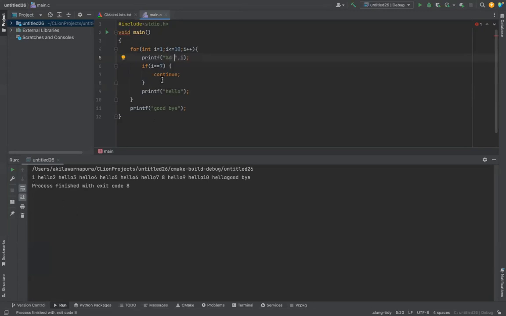Okay. Here I put a space. Okay, here you print whatever the variable I is. After that, hello. Okay, 1 hello, 2 hello, 3 hello, 4 hello, 5 hello, 6 hello, 7. When it comes to 7, continue. Continue means without printing the rest of the things inside the for loop, go to the next iteration.